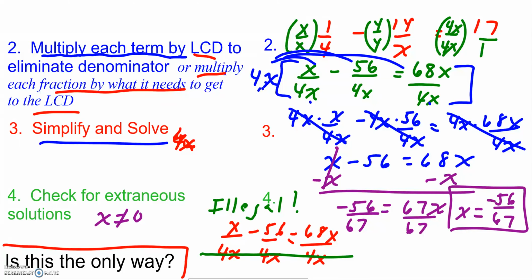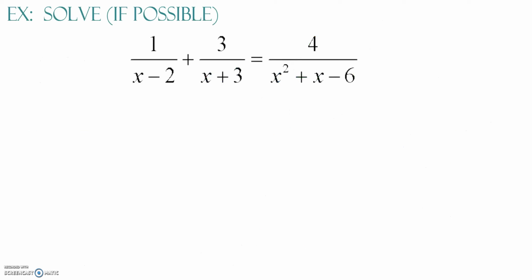What I would suggest doing instead is what I showed here, that you understand that you're multiplying the entire thing by the least common denominator. This will get you points. This will not.